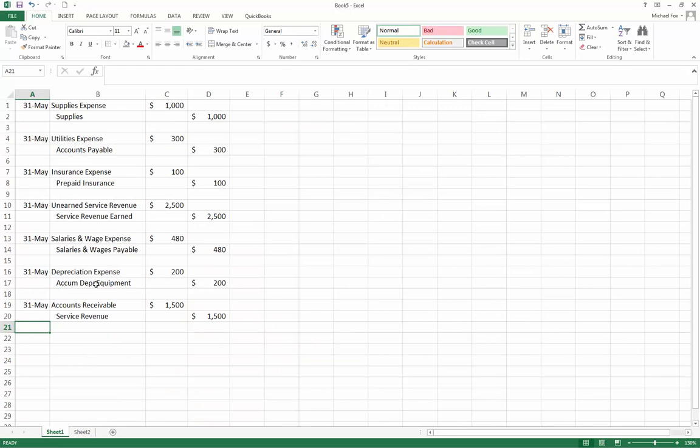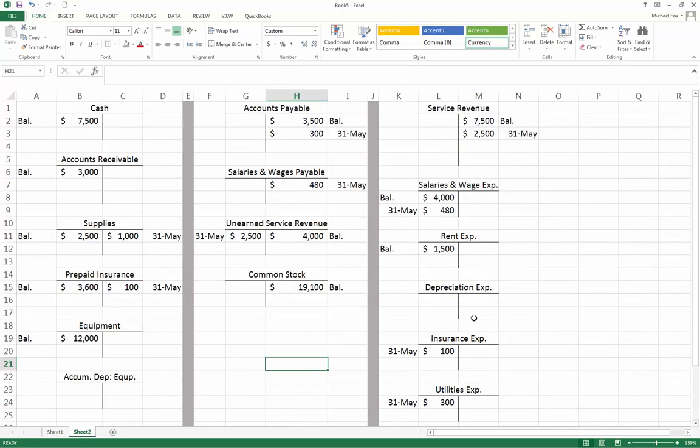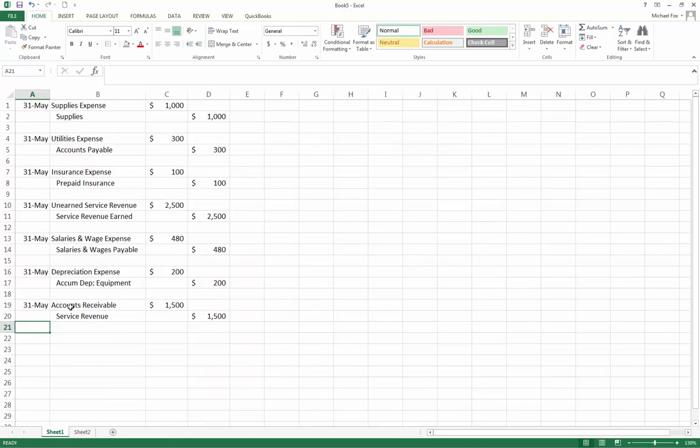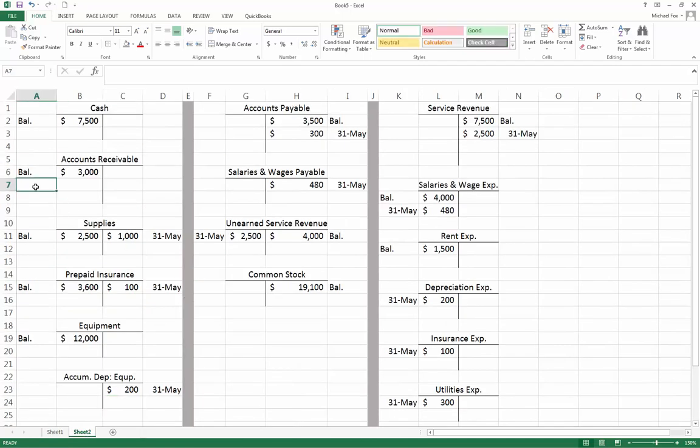All right, here we go. Depreciation expense 200, accumulated depreciation on the equipment 200. So depreciation expense and accumulated depreciation on the equipment. And finally, accounts receivable 1,500 and service revenue 1,500. Again, make sure you're doing things on the right side. So it's a debit to accounts receivable and a credit to service revenue. There's all my adjusting entries.